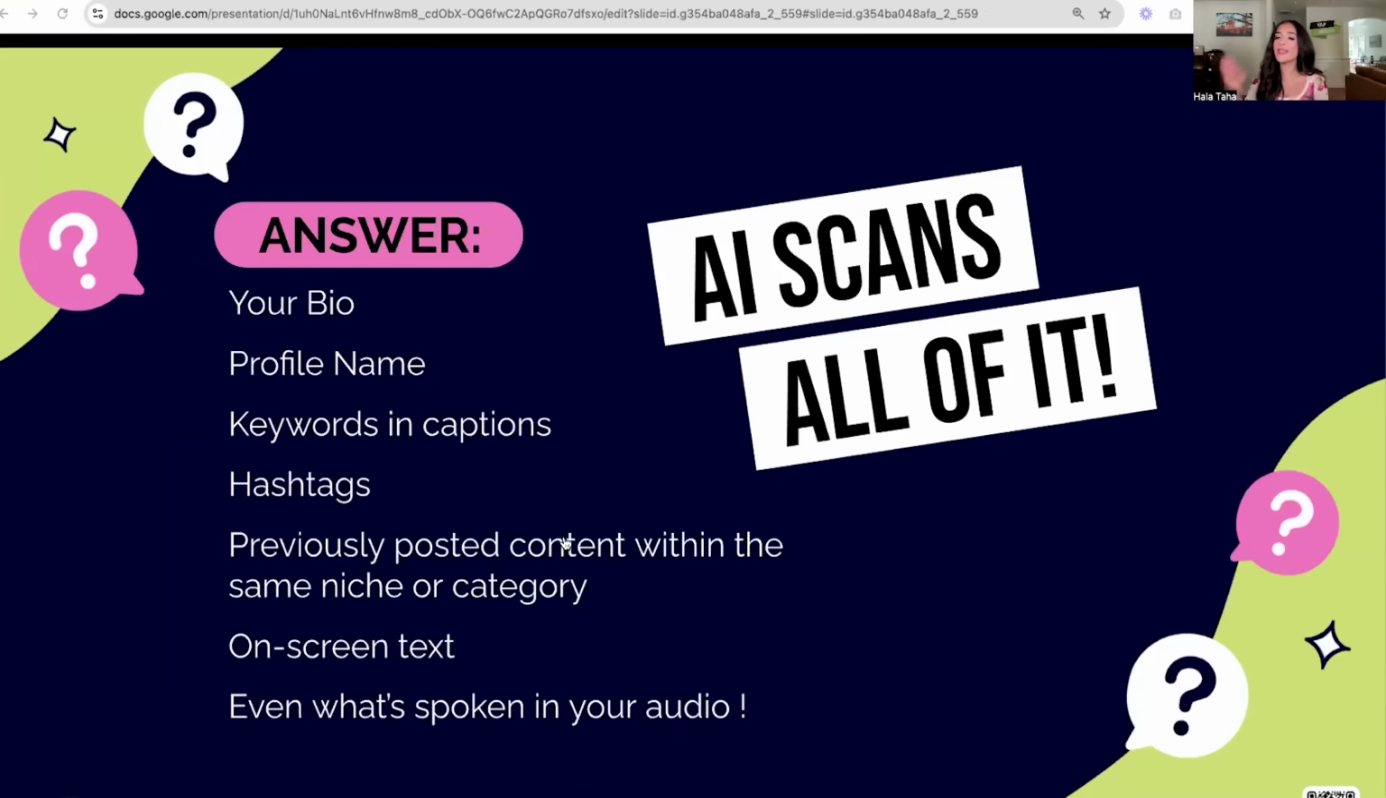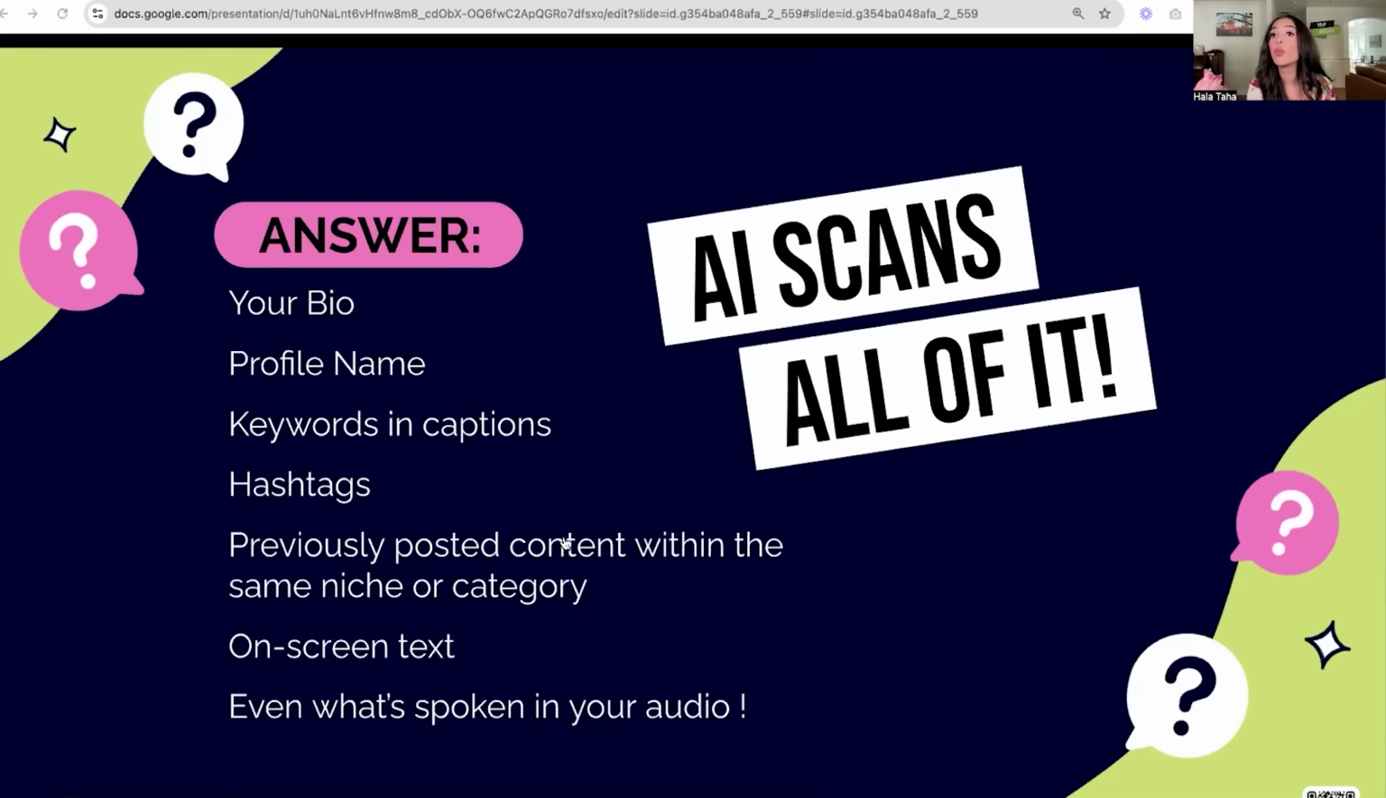So AI is scanning everything. Everything matters with your keywords. So your bio, okay, your profile name, okay? Put the keyword in your profile name. You will get traction because people will find you, right? Keywords in the caption, hashtags, previously posted content. Again, consistency, posting the same type of content. Even if your next post doesn't have a lot of keywords, you already trained the algorithm on what you stand for, right? The text, your captions in your videos are scanned by AI.